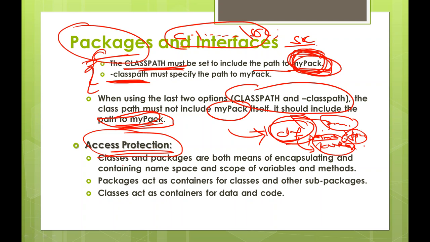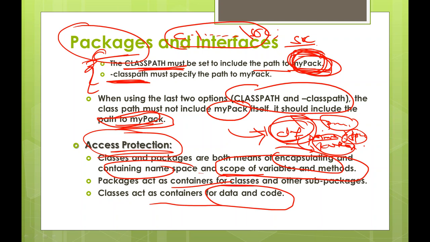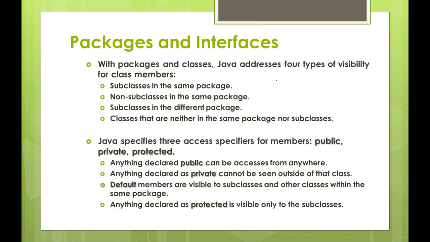So that is what we have mentioned here. Classes and packages are both means of encapsulating and containing namespace. They specify one more level of scope for members. Packages are containers for classes, and classes are containers for data and code. Each class will contain a set of data and code specific to it, which is why we call them containers for data and code. Within a particular package, we will have any number of classes specified, so that package is like a container for your classes.